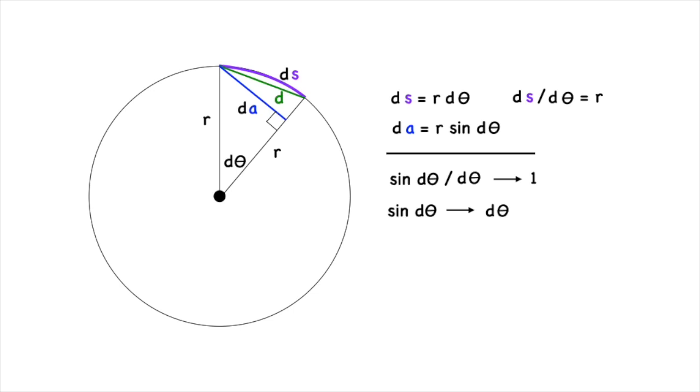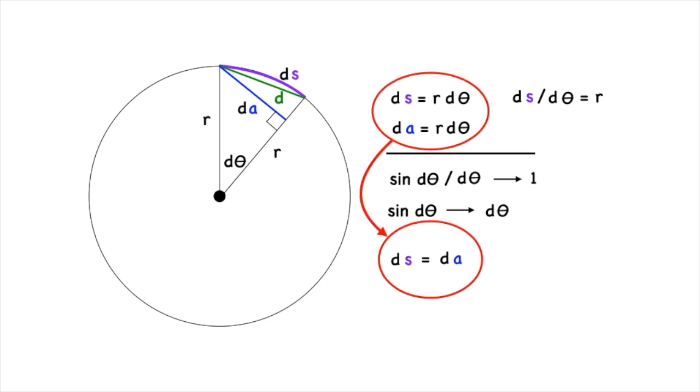With all that said, let's go ahead and make a substitution for sine theta above. So, dA equals r d theta. Well, ds and dA both equal r d theta in this setting. So we conclude that ds equals dA.